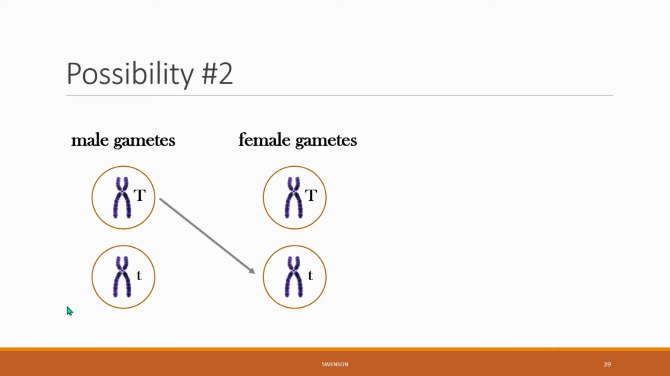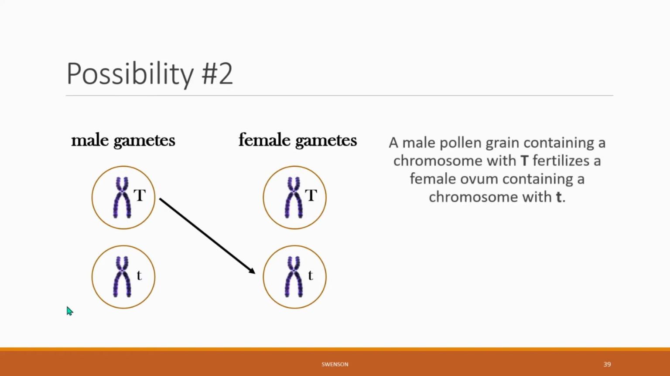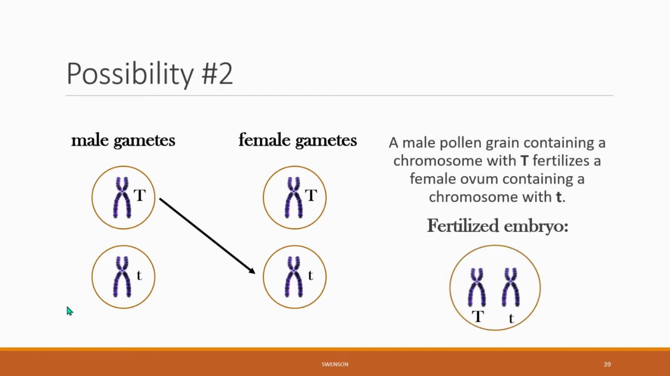Scenario 2 is that a round allele from the male joins a wrinkled allele from a female. The resulting fertilized embryo is now capital T, lowercase t. The phenotype of this plant will also have round seeds because the dominant round seed allele will determine the physical traits.